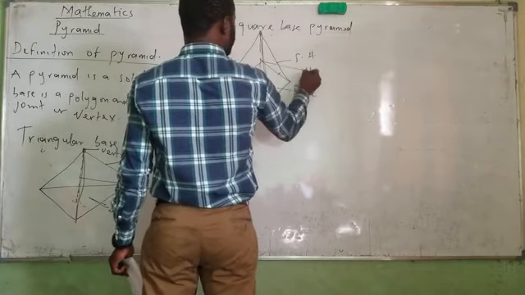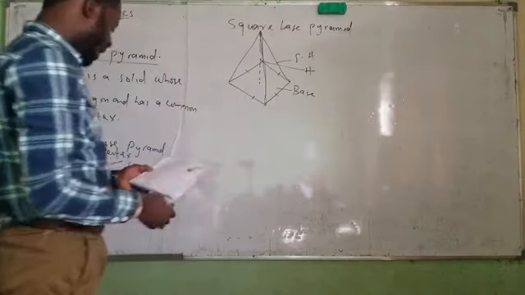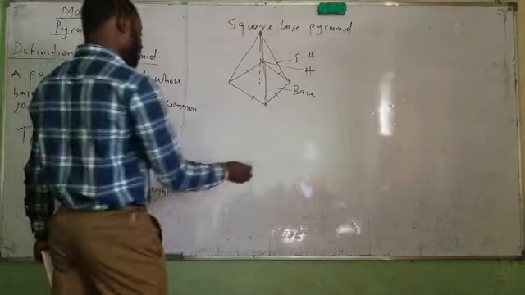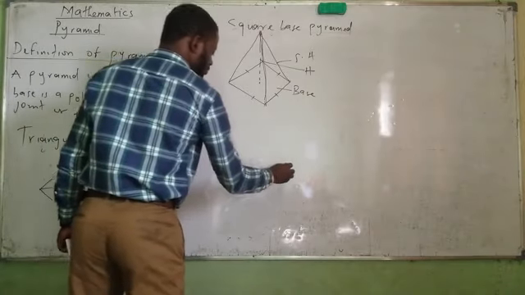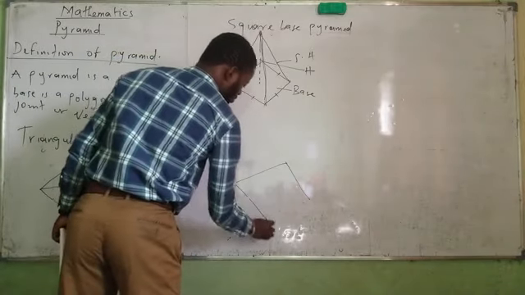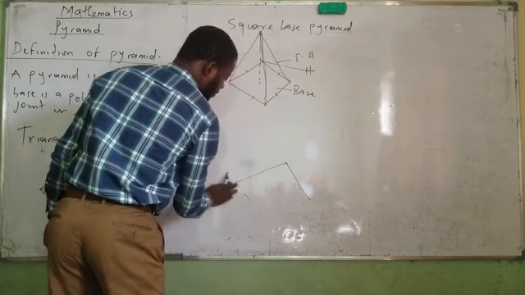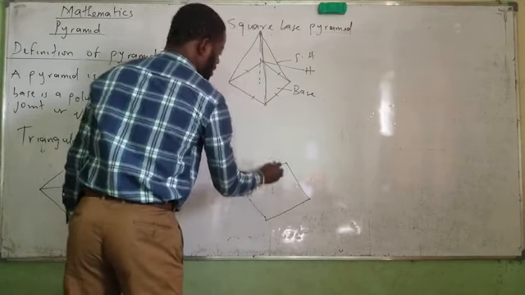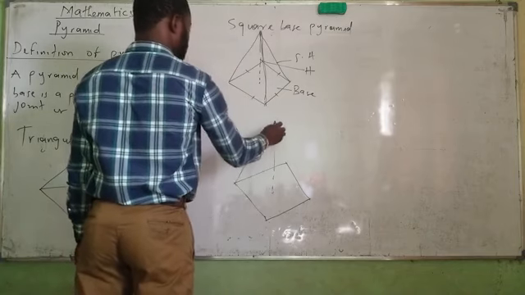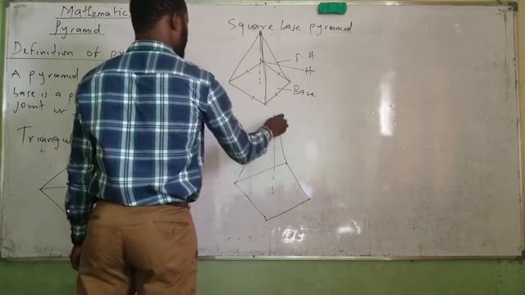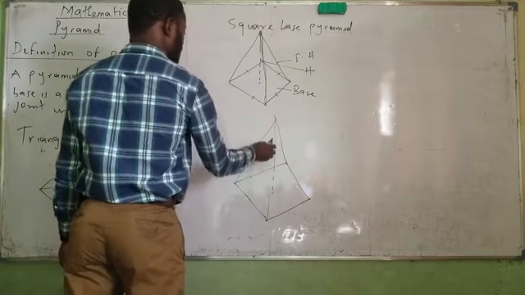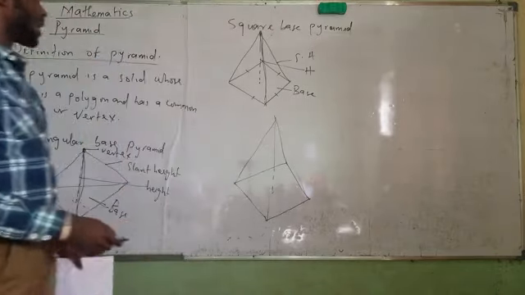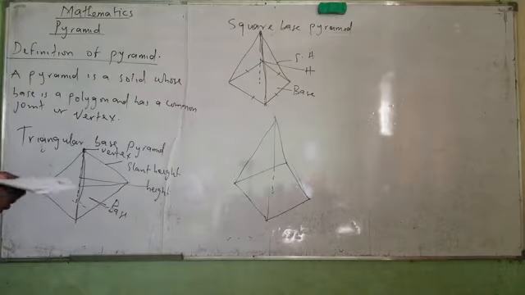Now, this is a base, and this is a slant height, and also this is what? This is height. And also we have what is called rectangular base pyramid, which will be like this. Permit me, my drawing is not very perfect. Now, can you see, this is rectangular base pyramid.